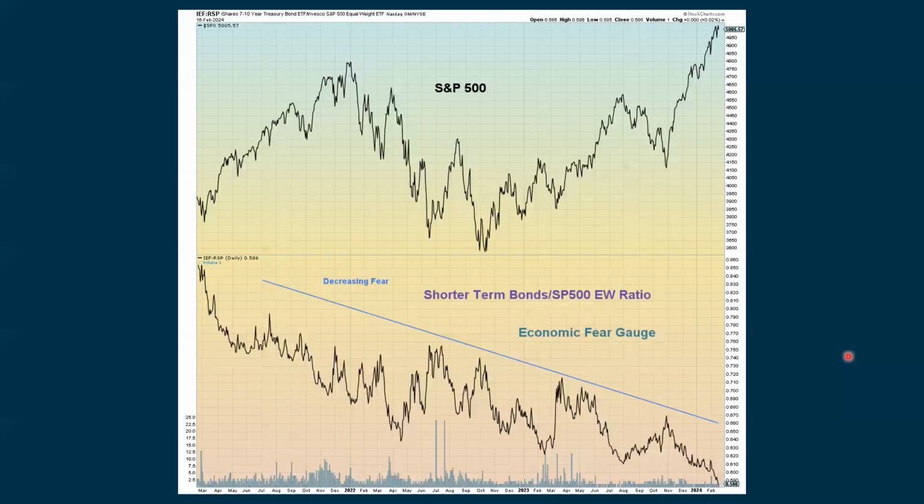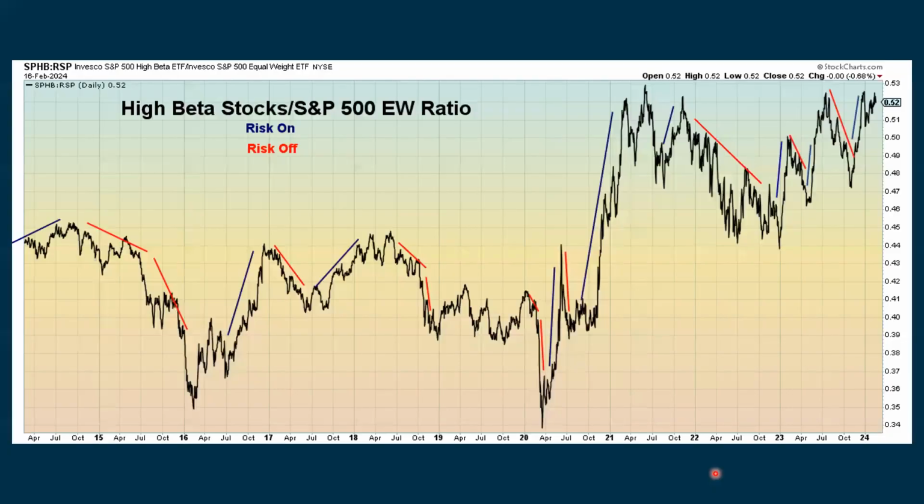There's another fear gauge. When this is decreasing overall, that means that fear is decreasing as well. And we're getting a very low reading when we look at this ratio. That also is confirming what we're seeing with some of our other fear gauges that we follow. And this has been kind of disappointing lately.